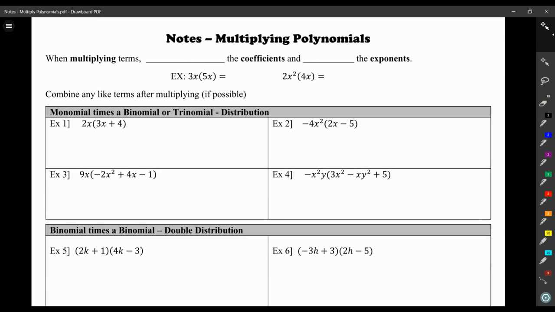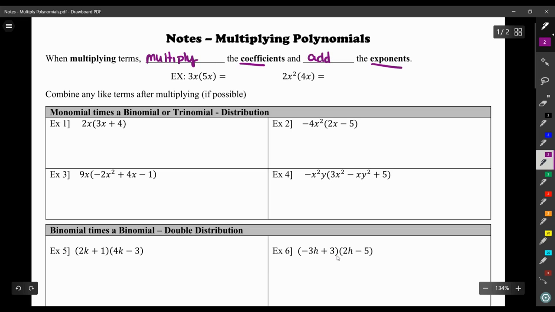Multiplying polynomials. When multiplying polynomials, you're multiplying every term. When multiplying individual terms, you will multiply the coefficients, but you will add the exponents. Multiplication changes everything. The coefficients multiply like they're supposed to, but the exponents will actually add together.